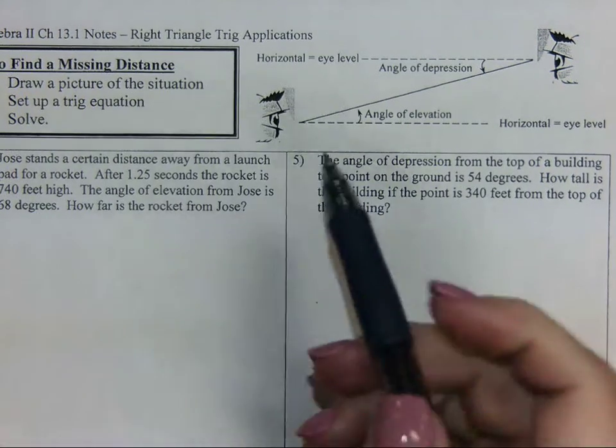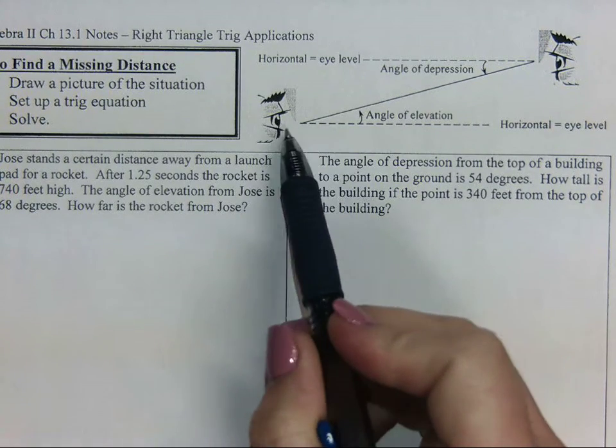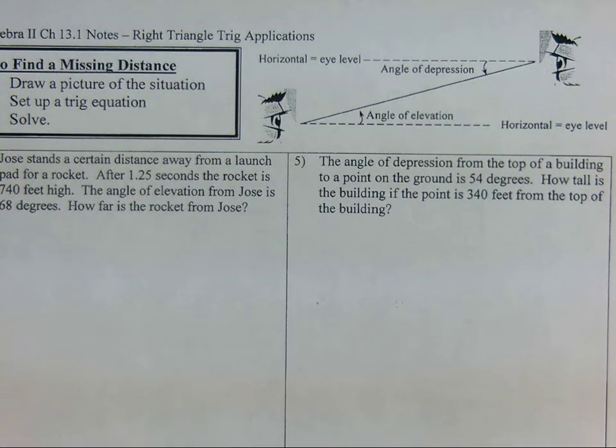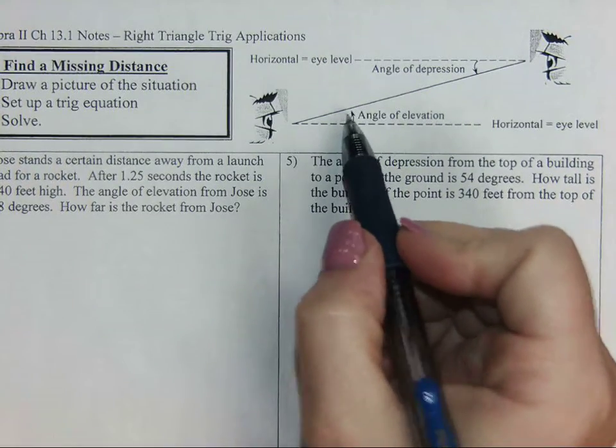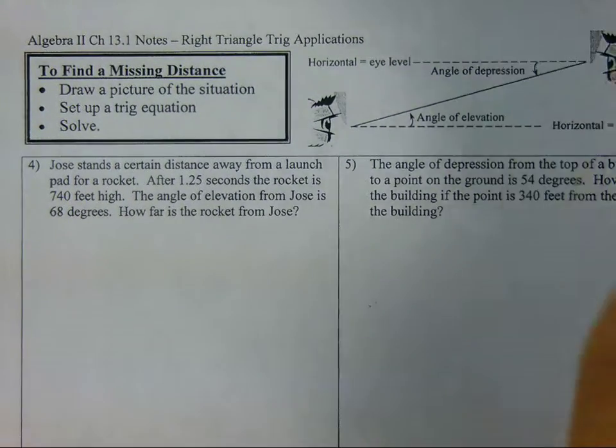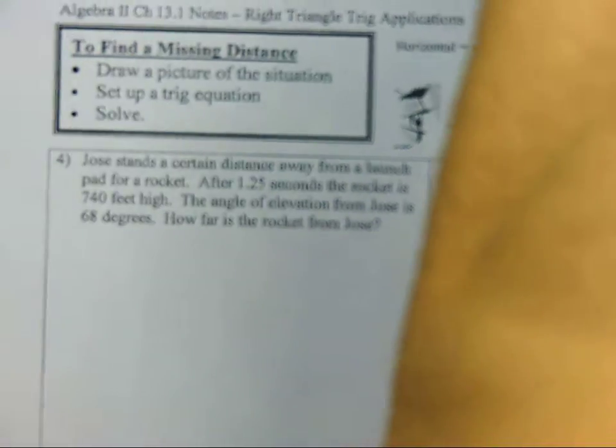If you are standing at the ground, or if you have a spot on the ground and you're looking up, say maybe you're laying on your back and you're looking at a bird, that's an angle of elevation. So we're going to need that when we try to set up some of these problems. All right. So let's look at this first one here.